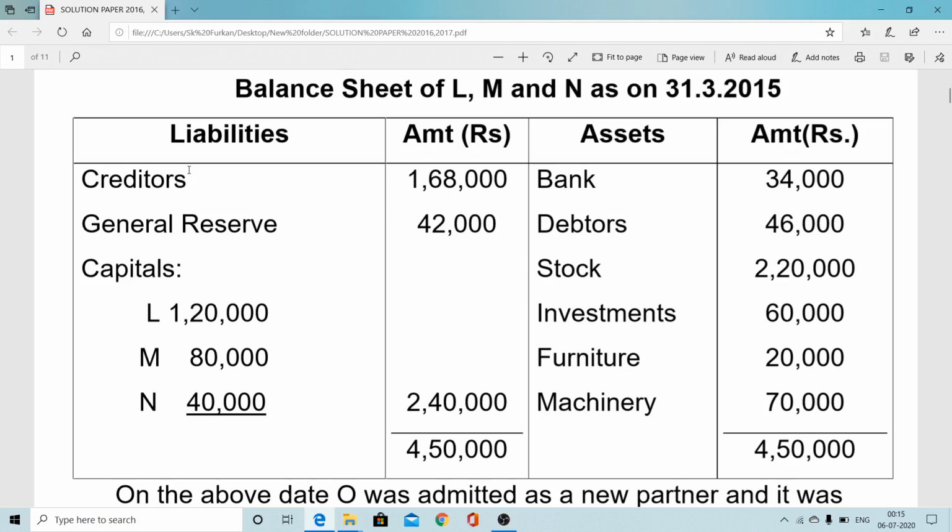Now on the liability side, general reserve, that is undistributed profit as well as internal liability, 42,000, and creditors 1,68,000, that is outsider liability, current liabilities. Now the three partners' capital: L capital 1,20,000, M capital 80,000, N capital 40,000. Altogether 2,40,000, the total capital of the old partners.